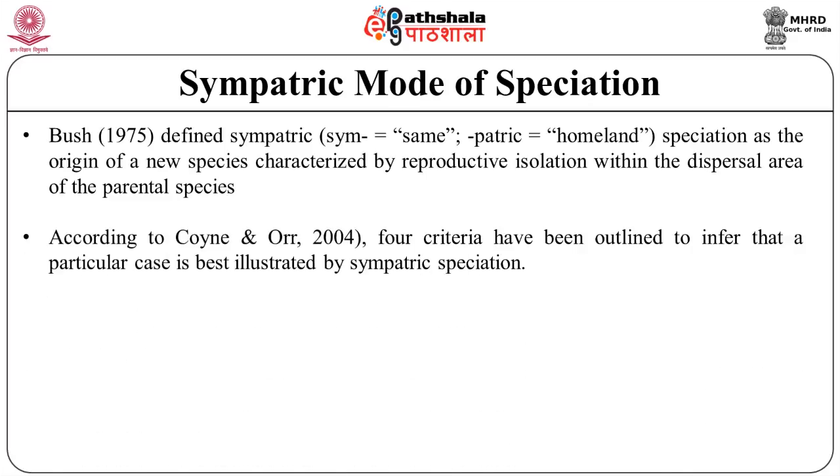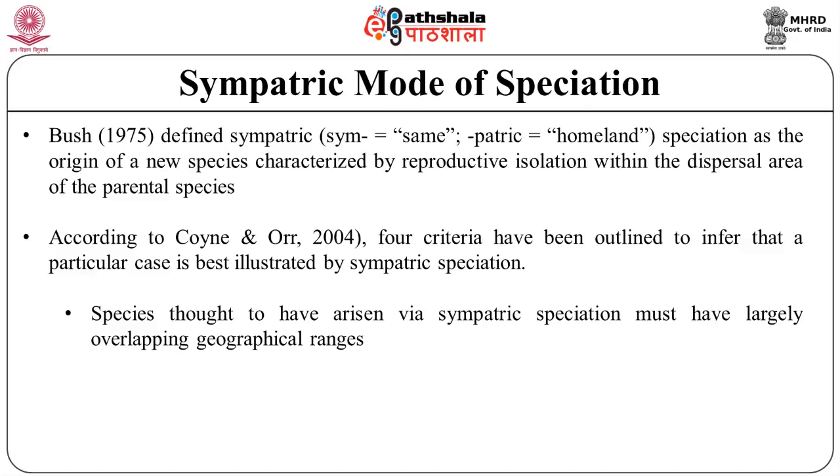According to Coyne and Orr in 2004, there are 4 criteria which have been outlined to infer that a particular case is best illustrated by sympatric speciation. Number 1, the species thought to have arisen via sympatric speciation must have largely overlapping geographical ranges.